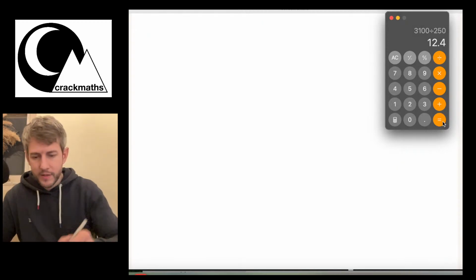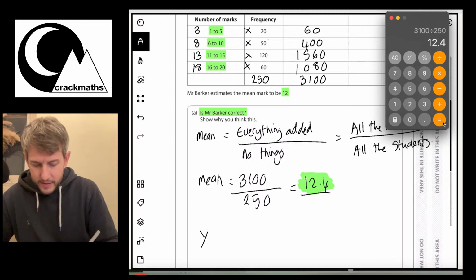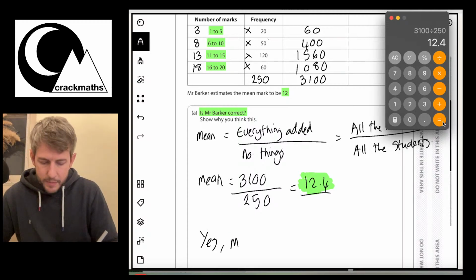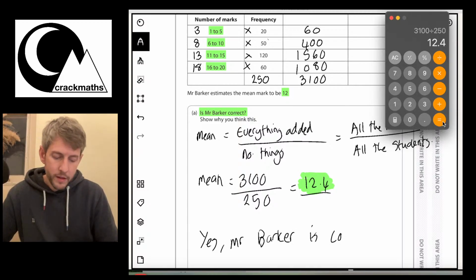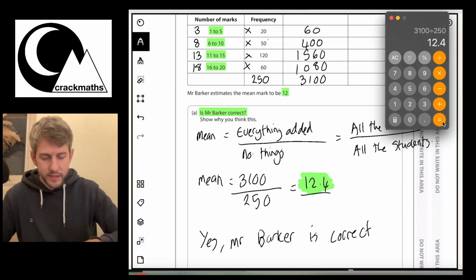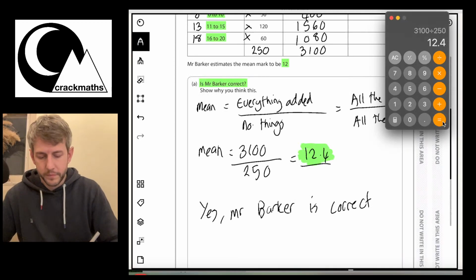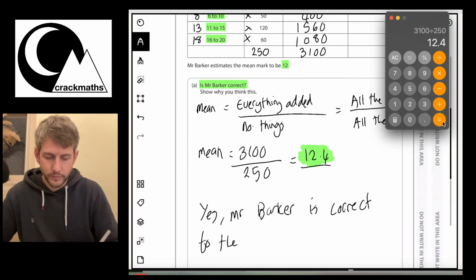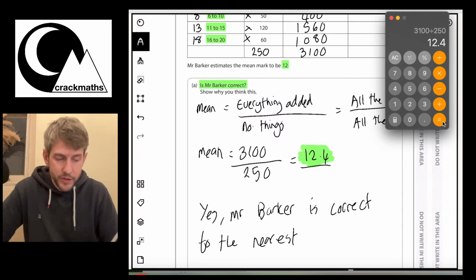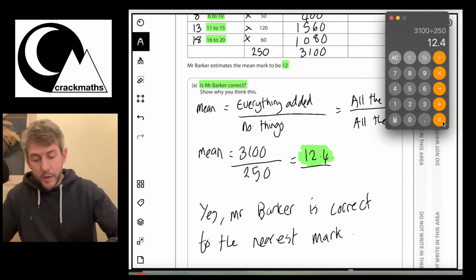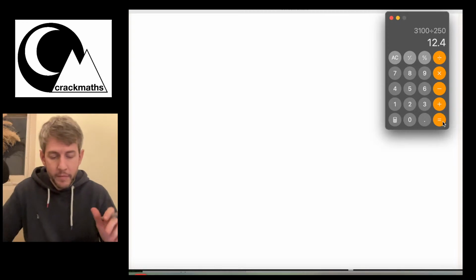Okay, so let's say, yes, Mr. Barker is correct. In fact, I'm going to say he's correct to the nearest whole number, because you wouldn't get part of a mark anyway, to the nearest mark. Okay, so yes, Mr. Barker is correct to the nearest mark.